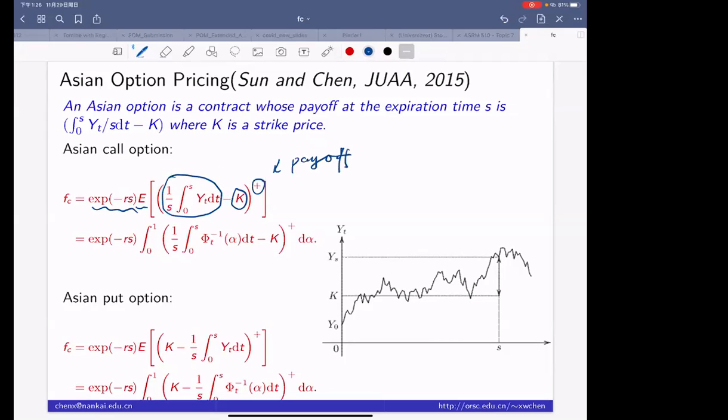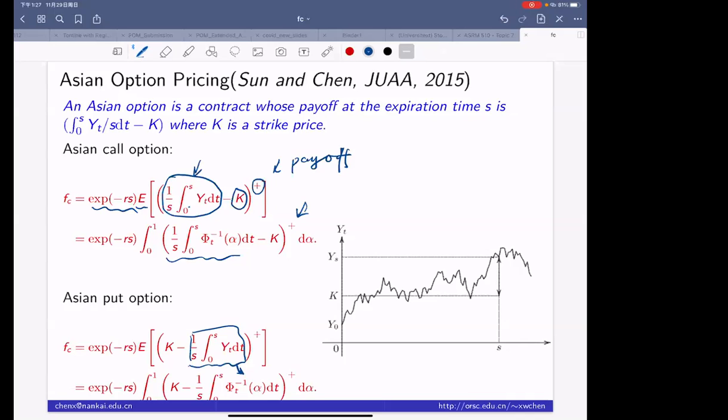Very fortunately, our Yeh-Chen formula can be used again to calculate this part, the expected valuation. So we just put the alpha path solution into the formula and get the pricing for the Asian option price. For the Asian put option, it is decreasing with the average of the underlying asset price, so we just put the alpha solution into the formula again to get the solution.